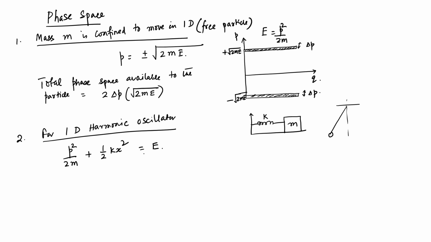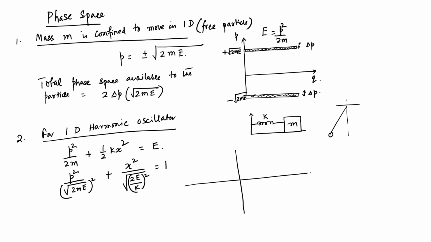So, if energy is a constant, then of course it varies with p and x as p square over 2m plus half k x square. Now, what I do is I will write it like this: p over root over 2mE whole square plus x square by root over 2E over k square, that is equal to 1. This is nothing but the equation of an ellipse in the p x plane.